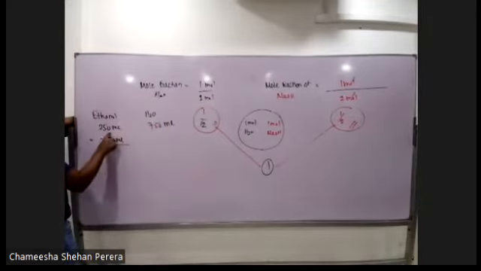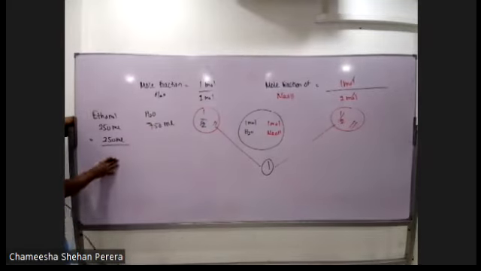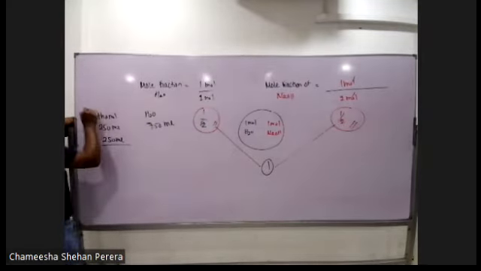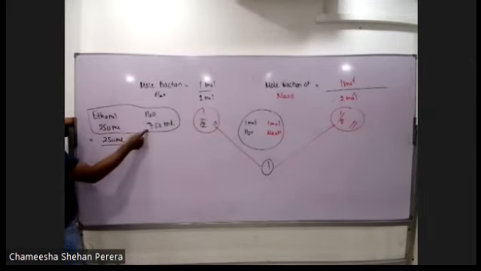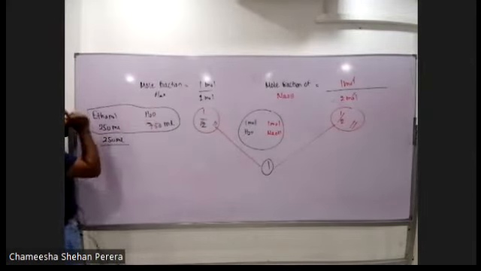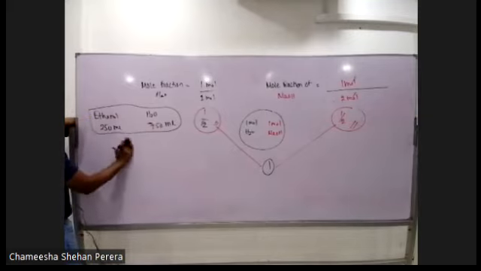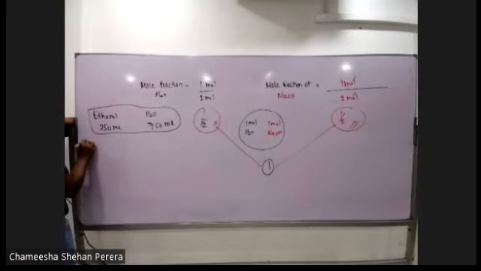We are going to find out the volume fraction of ethanol. I have a new mixture: 750 ml of water is mixed with 250 ml of ethanol.